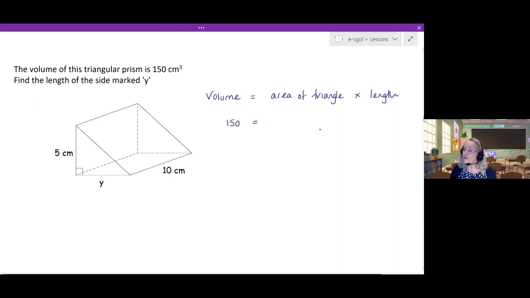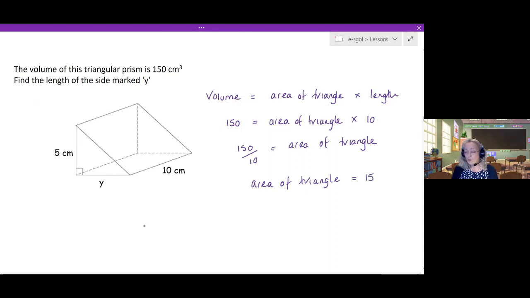So that's going to give us the area of our triangle multiplied by our length, and our length in this case is 10. So from looking at this, I can work out the area of the triangle. In order to do that, I'm just going to divide by 10. So I say 150 divided by 10 is going to give me the area of my triangle. So I now know that the area of my triangle is 150 divided by 10 is 15.